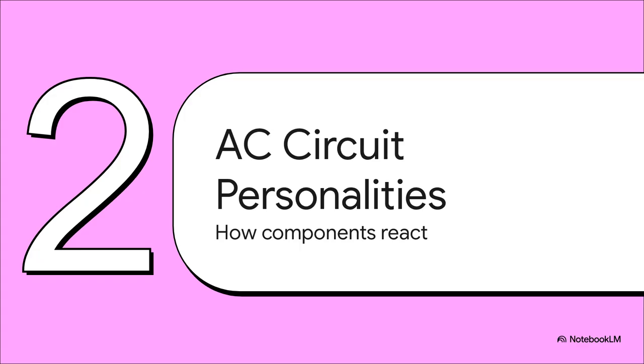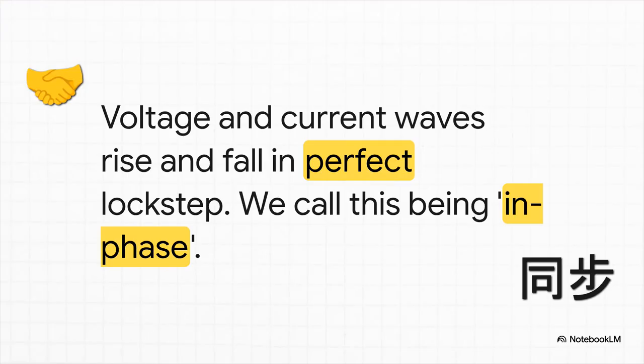Okay, so now that we know what the wave looks like, let's see what happens when it runs into the three basic building blocks of any electronic circuit. We're talking resistors, inductors, and capacitors, and trust me, each one has its own very distinct personality. First up, we've got the simple resistor. Its job is exactly what it sounds like. It just resists the flow.